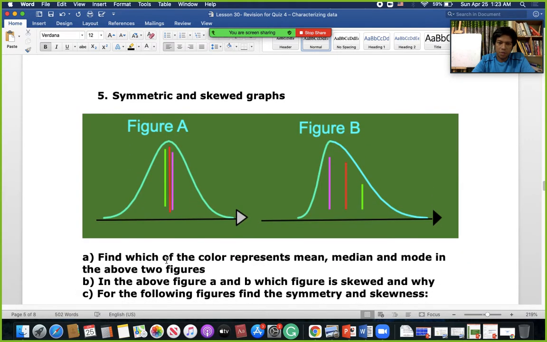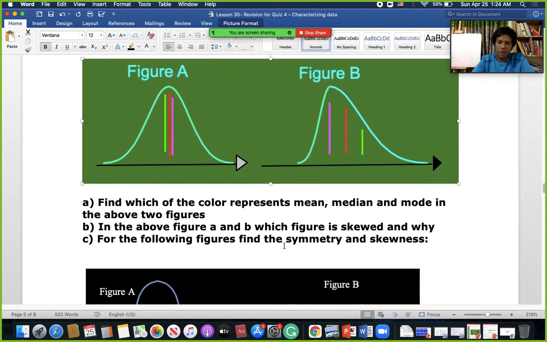Symmetric and skewed graphs. Two graphs are given here, and you have to find out which color represents mean, median, and mode. There are three colors here. As you can see, this one is symmetric, this one is skewed. So you'll have to find out, for symmetric data, where the mean, median, mode stay. For the skewed data, what happens.